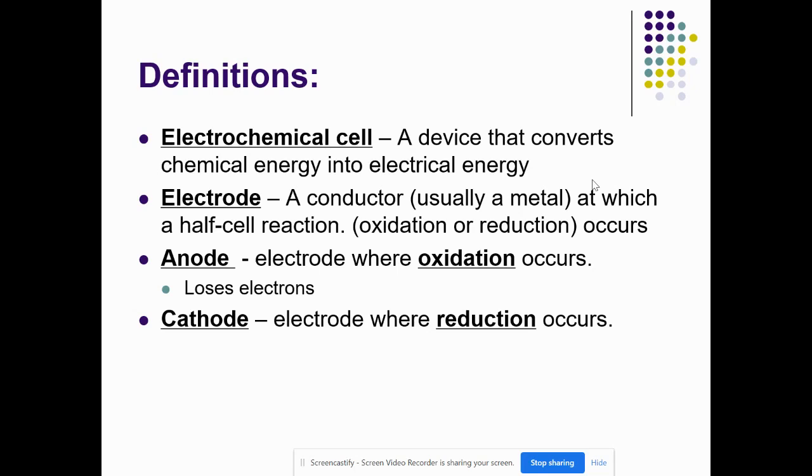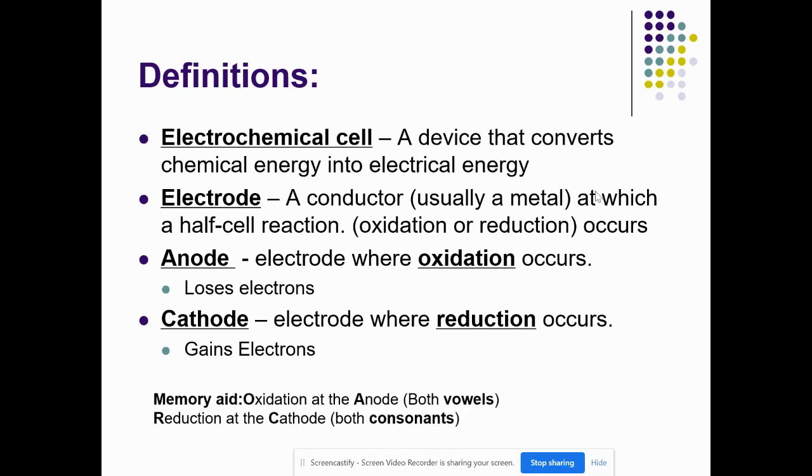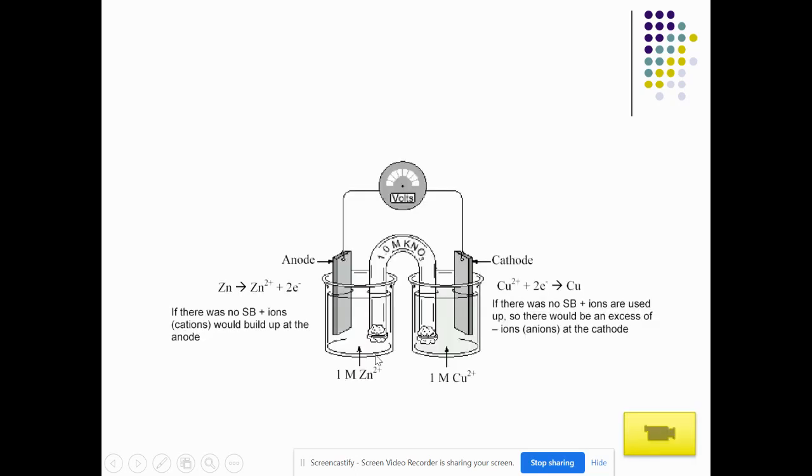Our cathode, this is where a reduction reaction occurs. So we're gaining electrons, and we're gaining mass at our cathode. Memory aid for deciding where they happen: oxidation at the anode, so they're both vowels. Anode, you have oxidation. Cathode, reduction, both consonants. So maybe that might help you to memorize what's happening at which location.